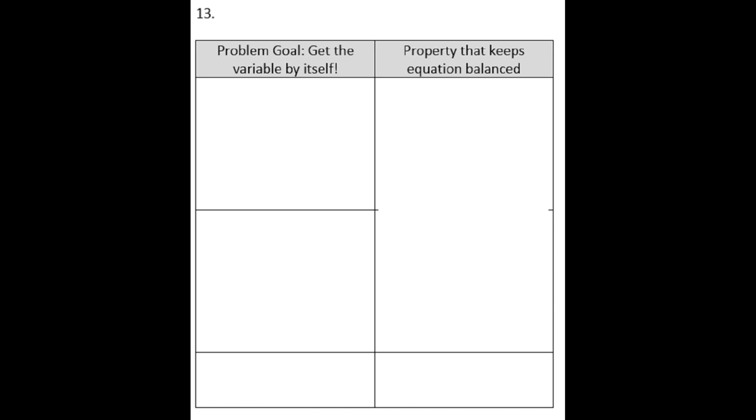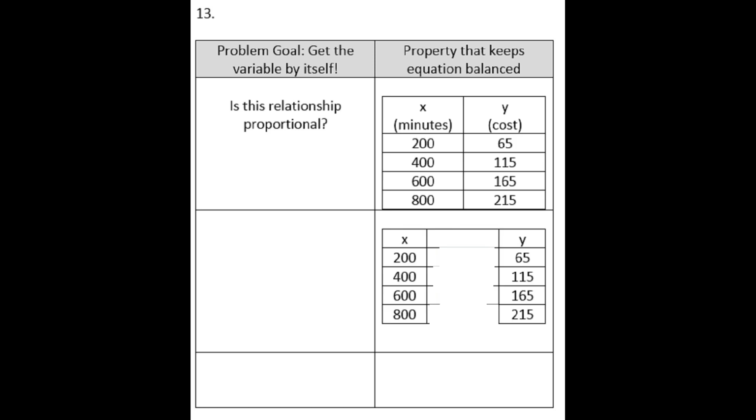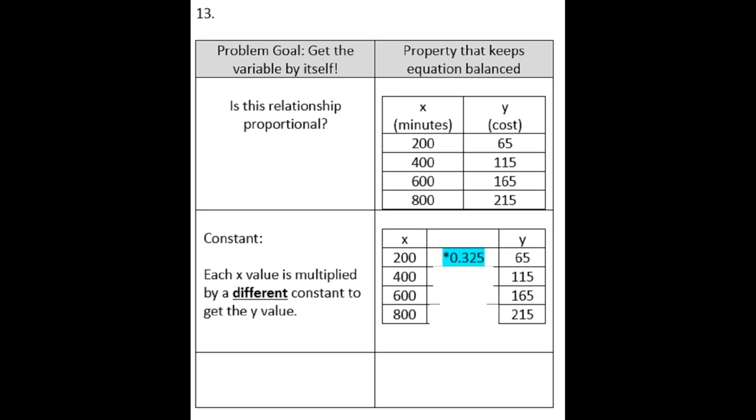This is number 13, and it's asking the exact same question. Do we have direct variation? Is the relationship proportional? That's how we start when we look at this particular chart. We have 200, 400, 600, 800. Those are our x values. And then we have our y values, 65, 115, 165, and 215. So what do we have to multiply each of our x's by to get the y? Well, with 200, we multiply by 0.325.